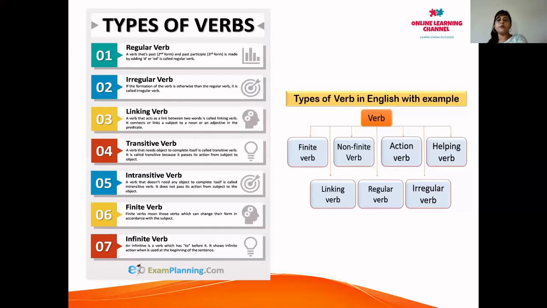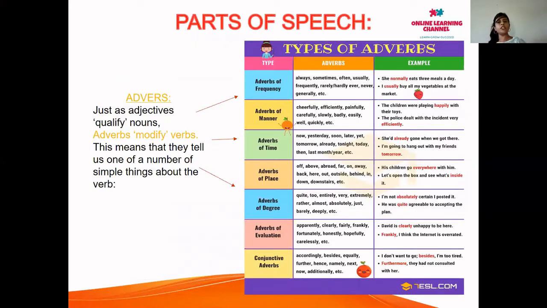You've got your verb types: finite, non-finite, action verb, helping verb, linking verb, regular, and irregular verbs. Parts of speech: your adverbs. I'm still dealing with parts of speech. We're going to deal with adverbs now. Just as adjectives qualify nouns, adverbs modify the verbs. This means that they tell us one of a number of simple things about the verbs.